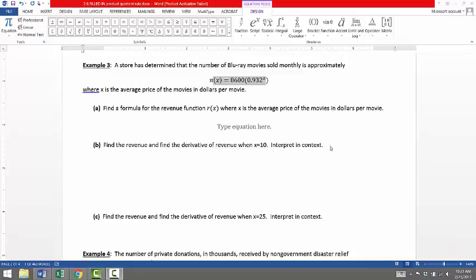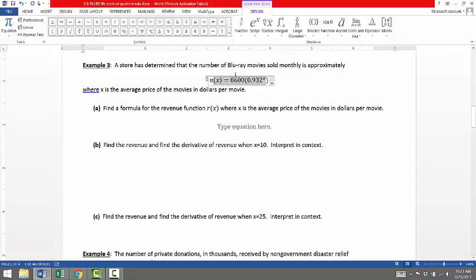We're on page 2 of our product and quotient rule lecture packet. In this example 3, it says that a store has determined that the number of Blu-ray movies that they sell is given by this exponential function. X is the average price of the movies in dollars per movie.